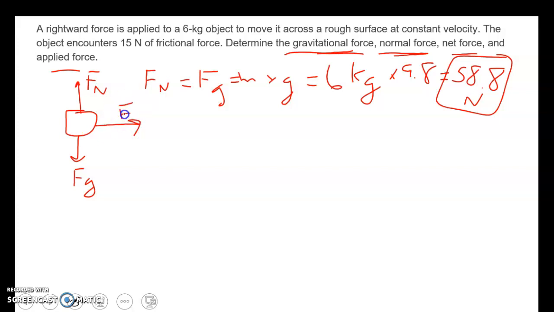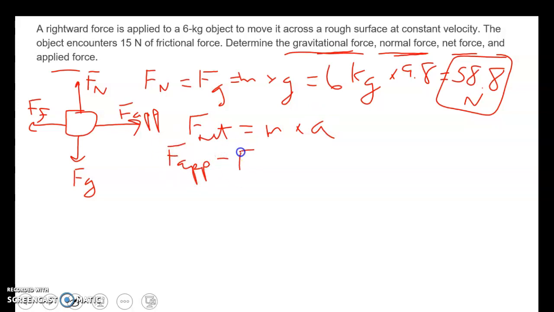So we have our force applied, and we have our frictional force. Our frictional force is 15 newtons. Net force equals mass times acceleration. Force applied minus force of friction equals ma. Our force applied we don't know. Our force of friction is 15 newtons. Our mass is 6 kilograms. Now what is our acceleration?